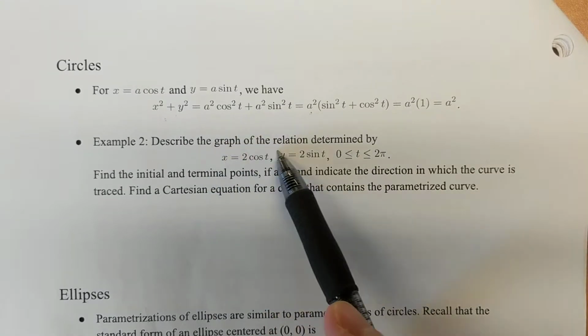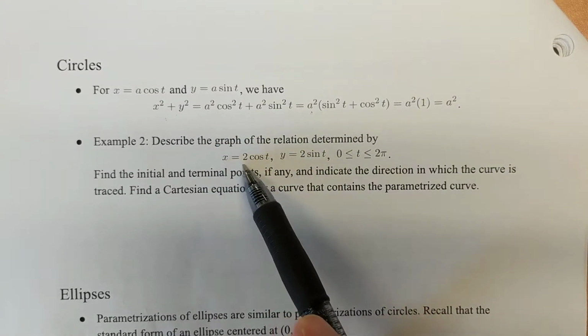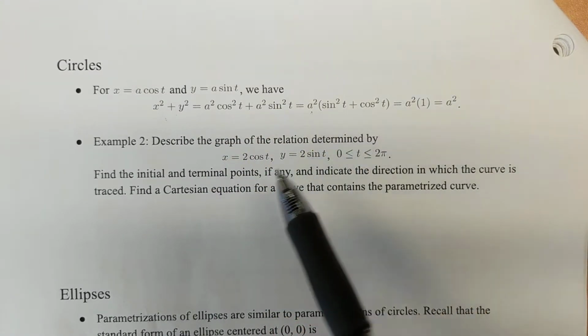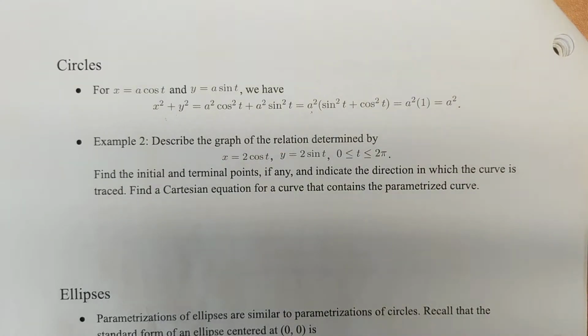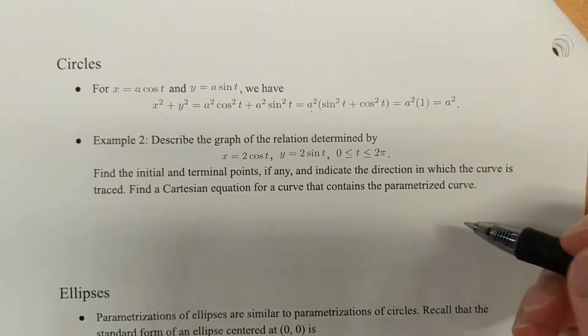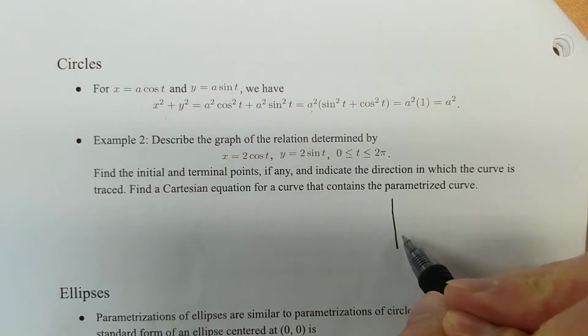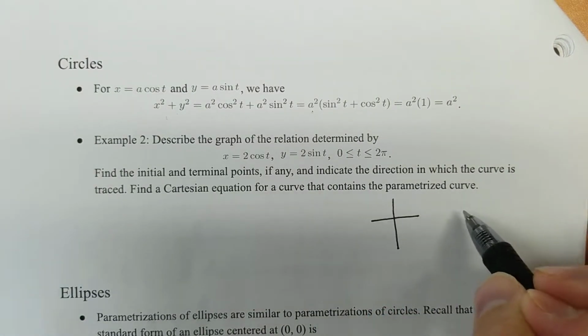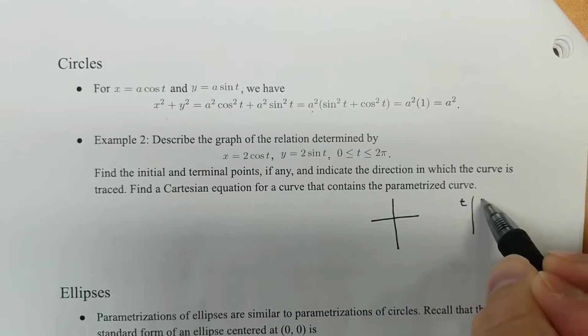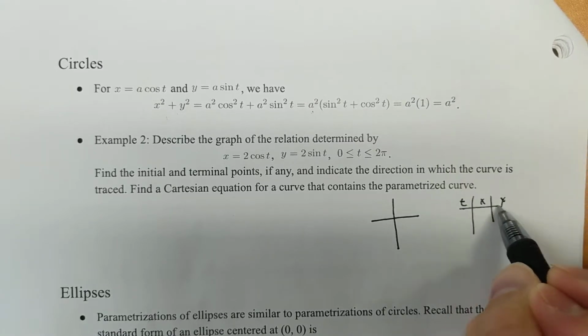So it says here, describe the graph for the relation determined by x equals 2 cos t, y equals 2 sin t. For the initial and terminal points, if any, determine the direction in which the curve is traced. Find a Cartesian equation for the curve. So we'll do t, x, y.